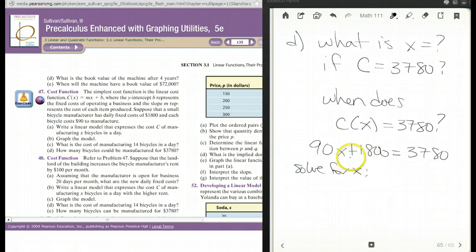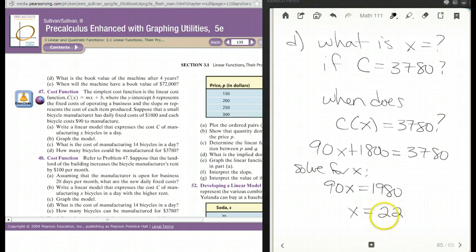Okay, let's see, I'm going to subtract 1800 from both sides. So let's see, 3780 minus 1800 is, check me on this, 1980. So 90x equals 1980. And now I'm going to divide by 90. And I get x equals negative 42. That would not make any sense, right? x is what? Number of bicycles. You better get a positive number. I was just kidding about the negative 42. I actually got 22. And hopefully you did too.